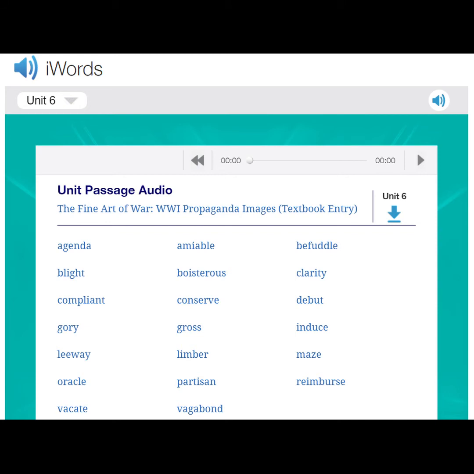Gory. Gory is an adjective meaning very bloody or marked by bloodshed, slaughter, or violence. You may use red paint to make your Halloween costume look gory. Or gory combat scenes may be cut from a film when it is shown on television. Now it's your turn. Say gory.